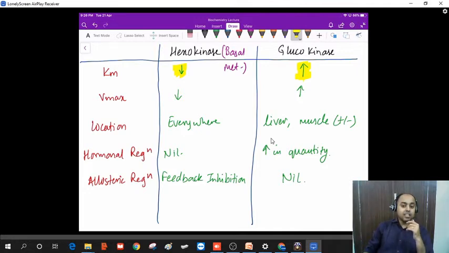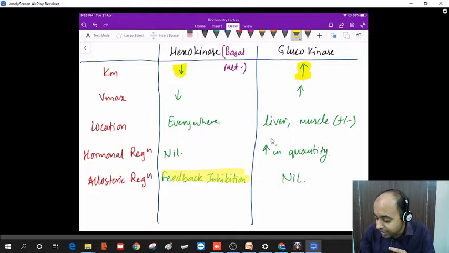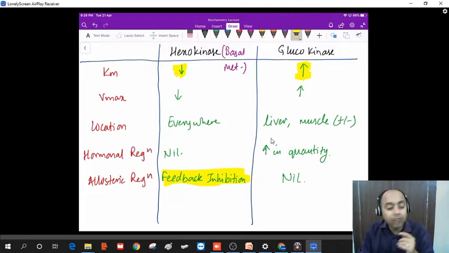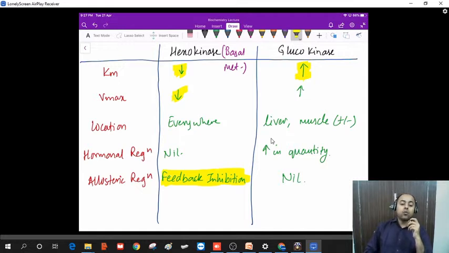Alright, the hexokinase cannot act at high concentrations because of the feedback inhibition. When we are going to make the glycogen, at that time glucose concentration must be high. If the glucose concentration is high, we'll have more glucose 6 phosphate and there will be feedback inhibition, and therefore sufficient glucose 6 phosphate which can drive the glycogen synthesis is not formed by the action of hexokinase. We require the glucokinase for that particular action. I hope this clears the point why glucokinase, why not hexokinase in the glycogen synthesis.